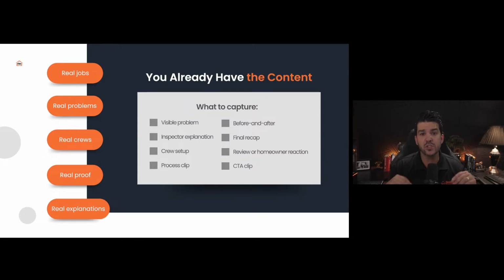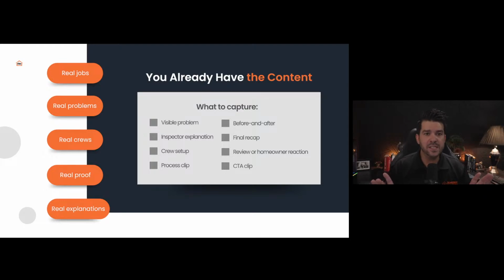This is usually not a lack of content. The issue is that there's no system for actually capturing it. And if there's no system, video just becomes random. Someone remembers to film every once in a while. Maybe there's a clip sitting on their phone, or no one knows what to post, or the team gets too busy, or something gets lost in translation. The whole thing just comes to a stop. So the goal is to not make video complicated. The goal is to make it operational, simple enough that your team can actually do it.